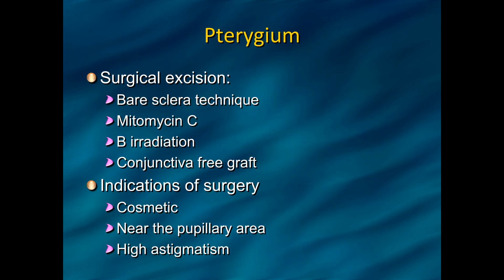So, we have some indications of surgical excision, indications of surgery. If the patient is not happy with the appearance of the eye, so for cosmetic reasons, we are removing many pterygia. Or if it is endangering the pupillary area, if it is coming near the pupillary area, we have to remove it before it covers the pupillary area. Or if it is causing high astigmatism that affects the eyesight. These are the indications of surgery.